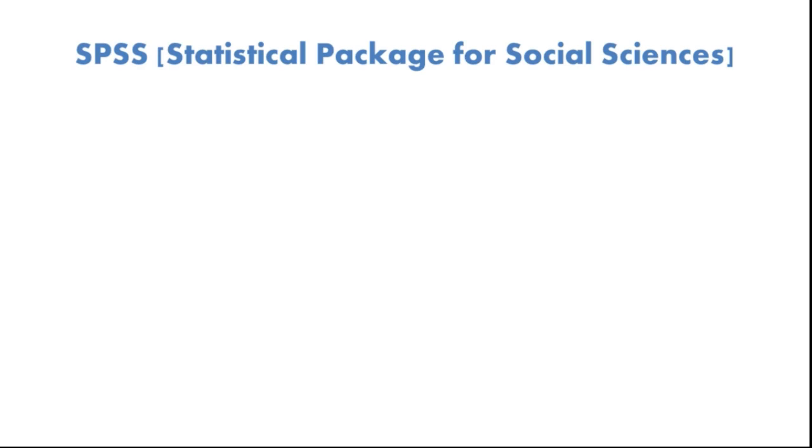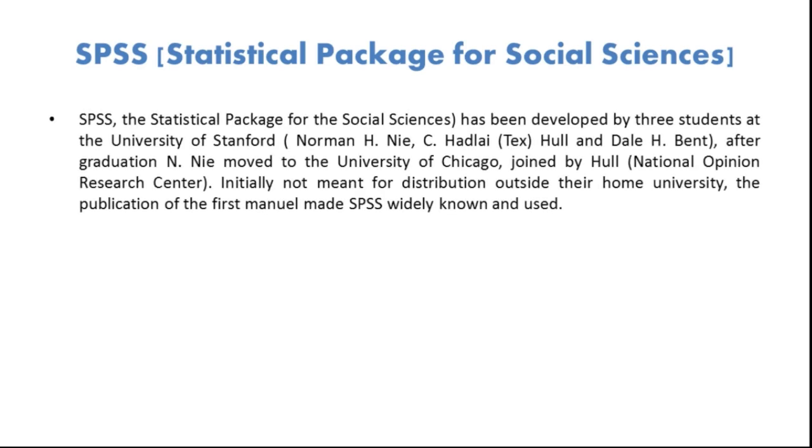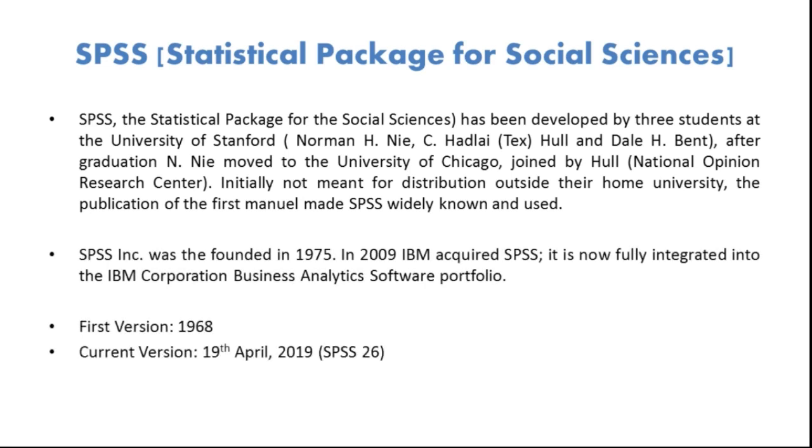So SPSS stands for Statistical Package for Social Sciences, right? This software came very early, around 1968. The first version of the software was launched back in 1968, and the current version, SPSS 26, was launched on 19th April 2019. So we can see SPSS is a very time-tested software, and it has been used for more than 50 years. SPSS was developed by three students from Stanford University.